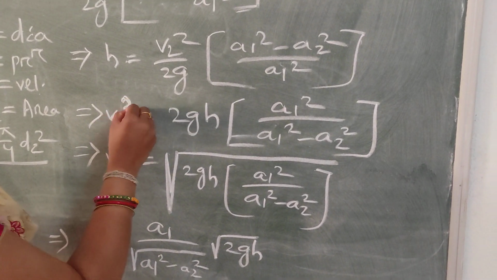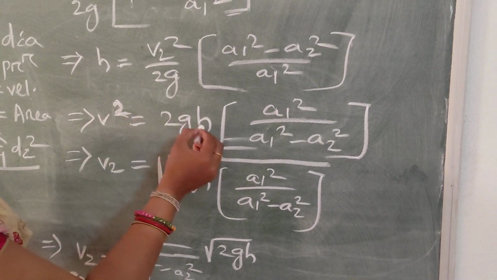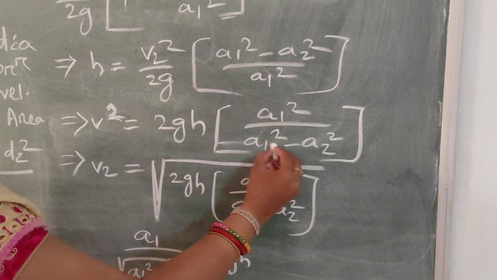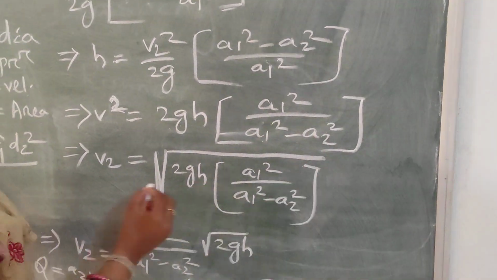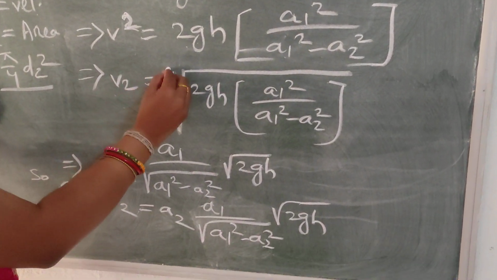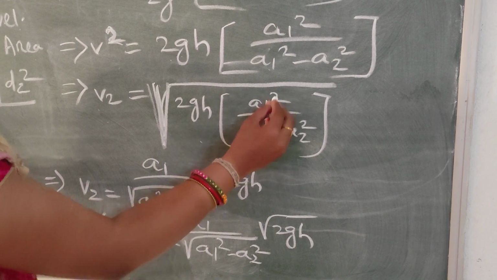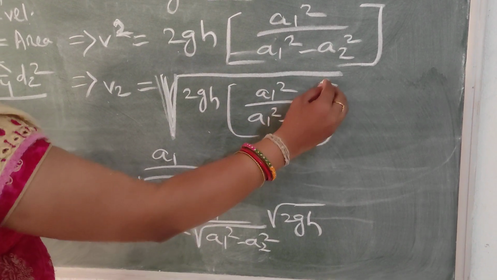We have to find velocity. So V2 square equals 2gh whole into A1 square by A1 square minus A2 square. After that V2 equal to root over of that, so root over of 2gh whole into A1 square by A1 square minus A2 square.